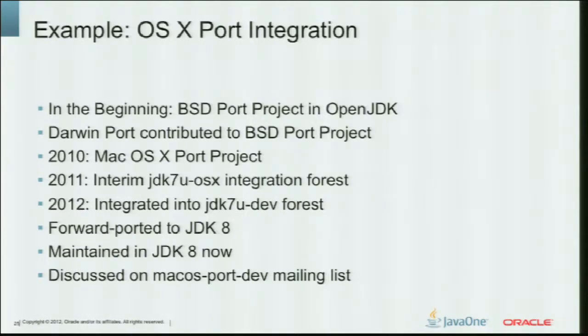Now, we didn't integrate this into 7 proper because it was too late, so to say, at that point. But of course, that meant we could look into updates. So in 2011, we created an interim forest, JDK 7 U-OSX, where the code from the macOS X port migrated into. That's the forest we use to bring the code in the macOS X port in alignment with the code in 7 updates, right? Piece by piece. And then a couple of months later, in early 2012, it was integrated into the JDK 7 U-Dev forest. And it was then forward ported to 8.